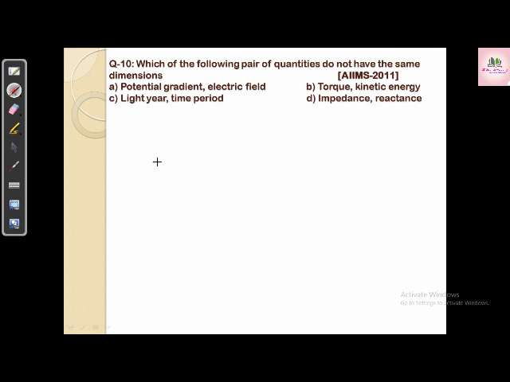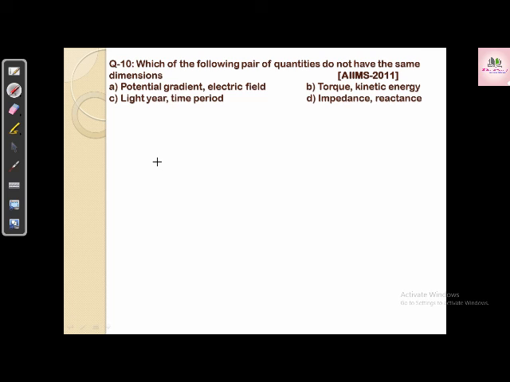So the next question is question number 10. Which of the following pairs of quantities do not have the same dimensions? This question was asked in the All India Institute of Medical Science Entrance Examination 2011. This is a very easy question, because in each option they have given two physical quantities. Out of four options, one option has two physical quantities with different dimensions, which we have to find. If you see the four options, I can directly give the answer.